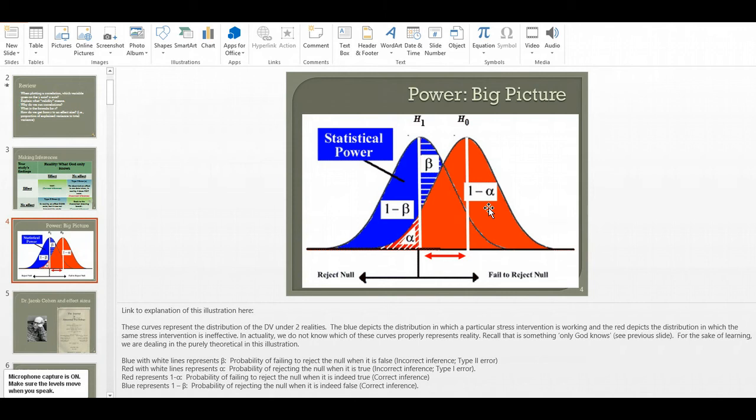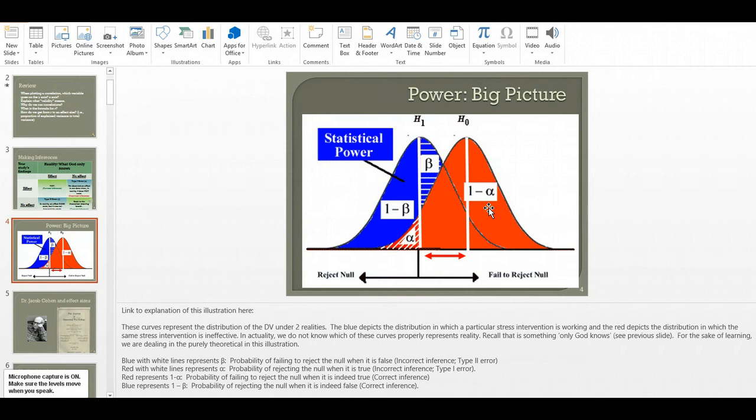And then the incorrect part is the alpha, of course. Everything to the right of that alpha, we're going to fail to reject the null. And so the correct part is going to be the red, depicted as the solid red. And then the incorrect part is the blue with the white lines. And that's type 2 error, the probability of failing to reject the null hypothesis when it is indeed false.